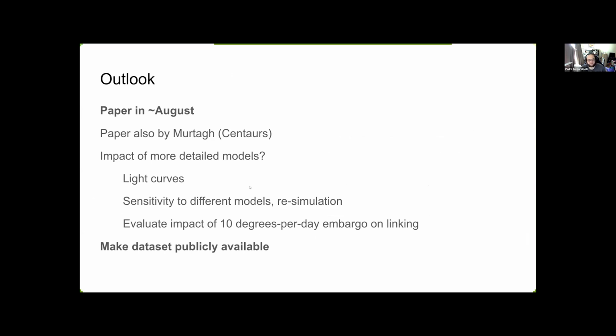So just to summarize, we plan to submit this paper by August, maybe September, maybe October. We'll see soon. There's also a paper by Joe Murtagh coming on predictions on centaurs. Joe is Meg's PhD student, so you can ask Meg about this if you're interested. And with Sorcha, we can also evaluate things like more detailed models, like light curves or some other things like that. And we plan to make this data set publicly available whenever it's out there, whenever it's done.